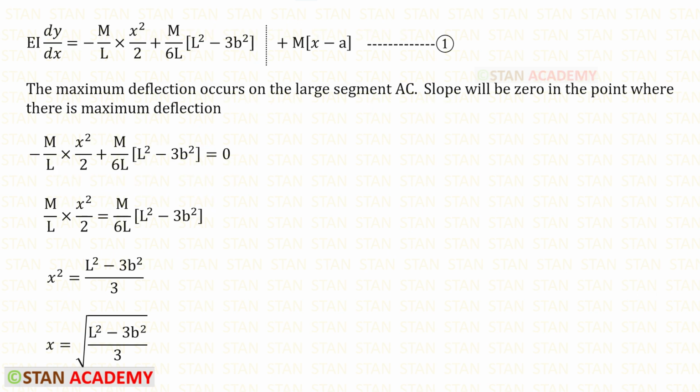Now we are going to find the location where the maximum deflection occurs. It occurs in the larger segment AC. Slope will be 0 at the point where there is maximum deflection. We have to take this equation. We should not consider this because this term is only applicable after the point C. Let us take this and equate that to 0. We can take this term to the other side, so it will come as positive. We can eliminate M, L, 2 and here it will be 3. Finally for x we will get this expression.